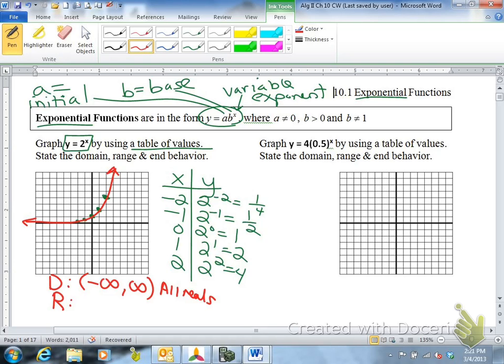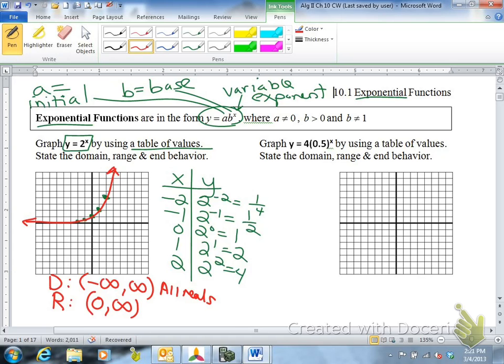And the range is not all real numbers. The range would be from 0 and above 0. So it would be 0 to infinity. And this 0 actually has a parenthesis and not a bracket. It doesn't have a bracket because you never touch 0.